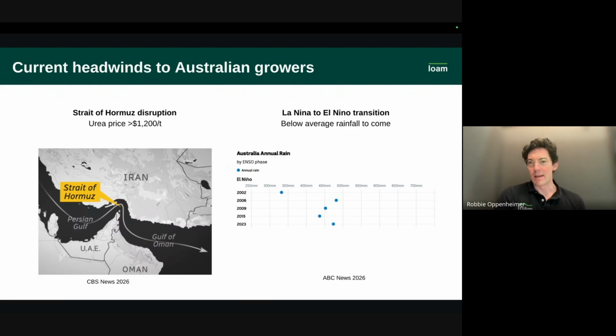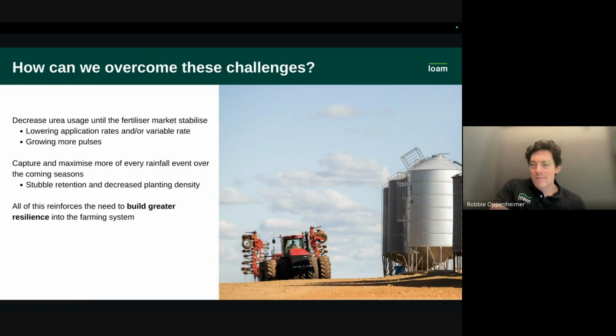Am I going to be able to make the most of the inputs that I apply? And how am I going to manage the variation in rainfall? How can we overcome these challenges? These are some of the conventional levers that growers might have to pull, either in optimizing their application rates through variable rate fertilizer, or lowering application, or sowing more pulses in their rotation, and looking at strategies around stubble retention or their plant density to maximize the amount of every rainfall event that they receive.